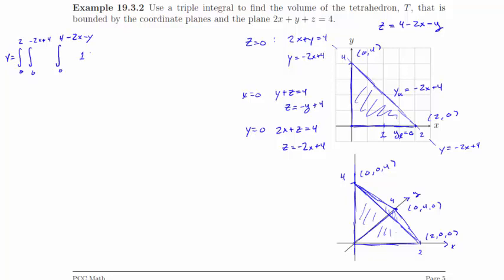And we take the triple integral of 1 so that we are getting actually a volume instead of a hypervolume. Well, the hypervolume would be equal to the volume itself. Just want to speak accurately here. So this then equals the integral from 0 to 2 of the integral from 0 to negative 2x plus 4. And then when I take the integral from 0 to 4 minus 2x minus y with respect to z, we are going to just get exactly that.